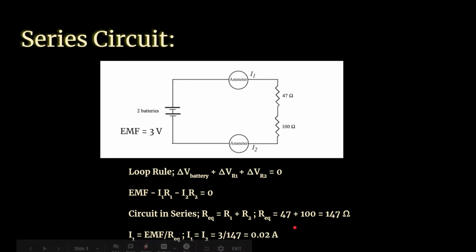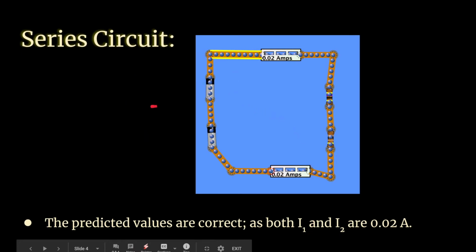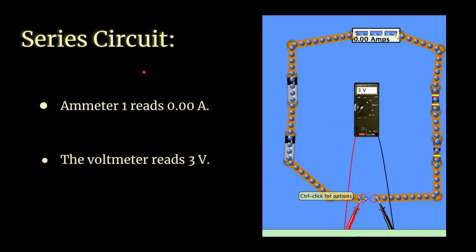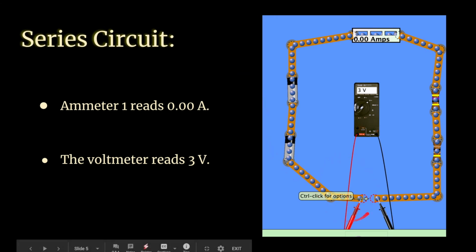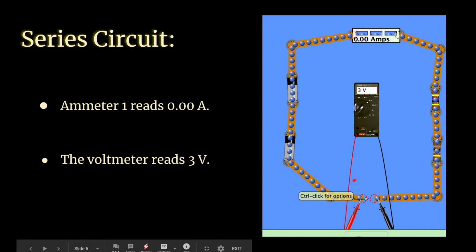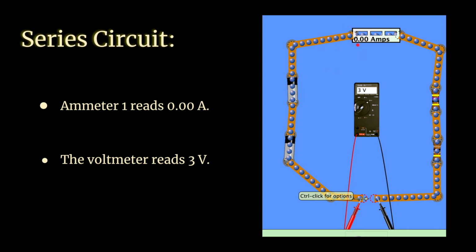And using that equivalent resistance, we have current 1 is equal to current 2, which are both 0.02 amperes. This is the predicted value, which is confirmed in the simulation. As you can see here, each of the ammeters both read 0.02 amperes. Next, for our series circuit, we removed one of the ammeters and replaced it with a voltmeter. The voltmeter reads 3 volts because we have a series that is no longer complete, and all the current will surround this break, and that is why the ammeter reads 0 amps.